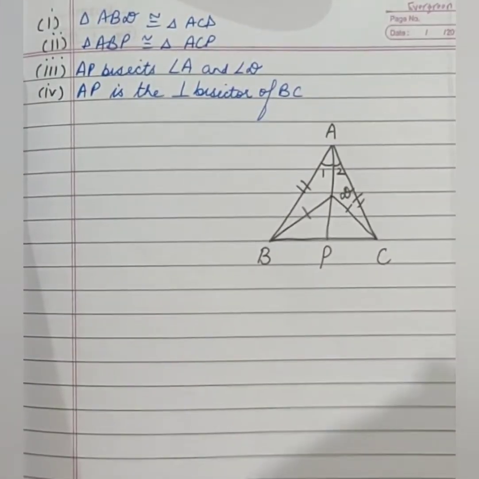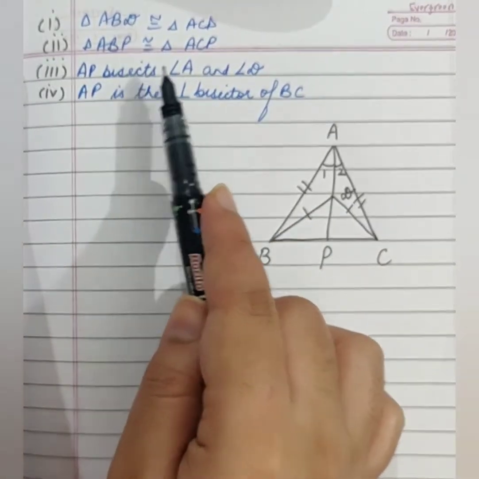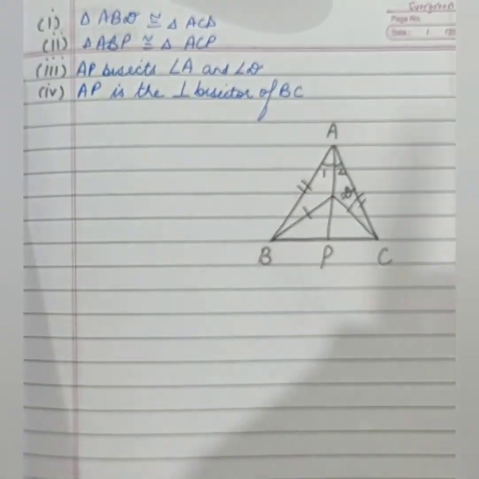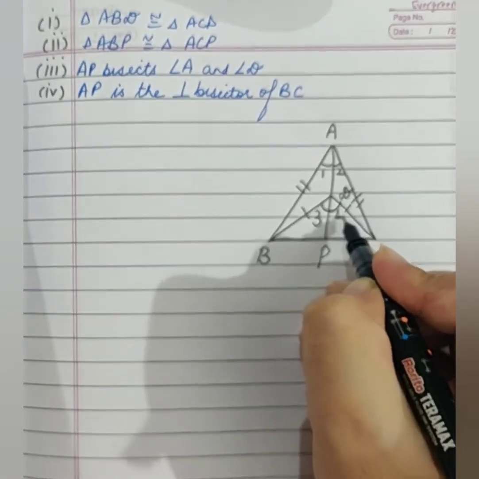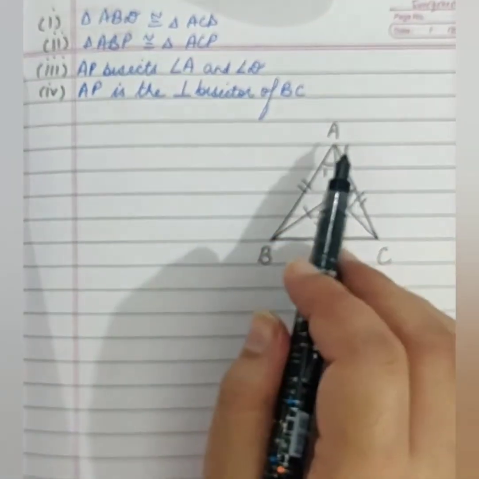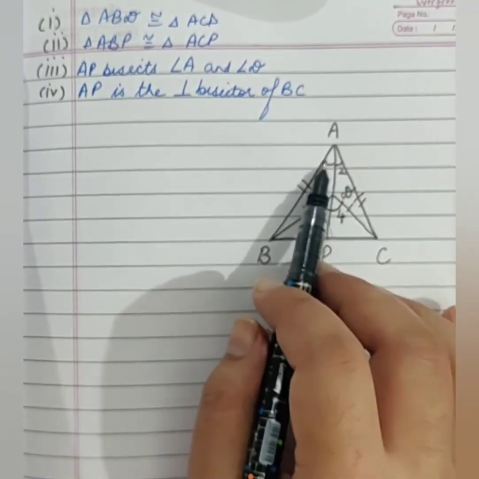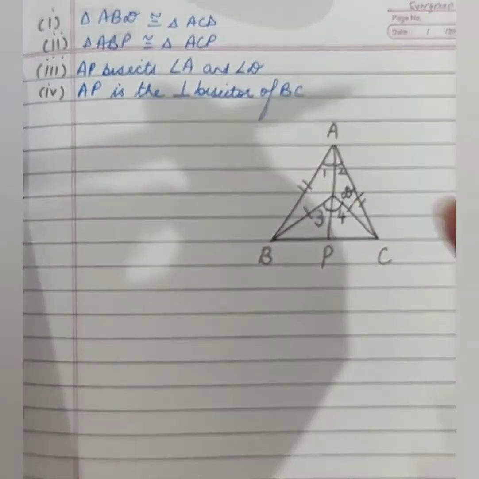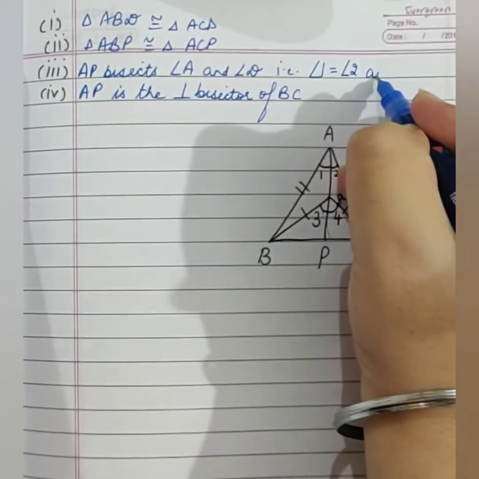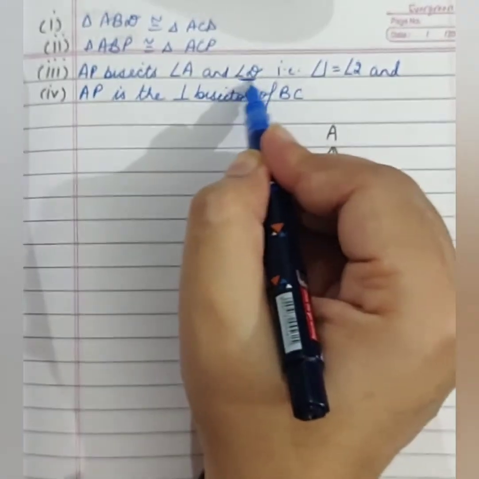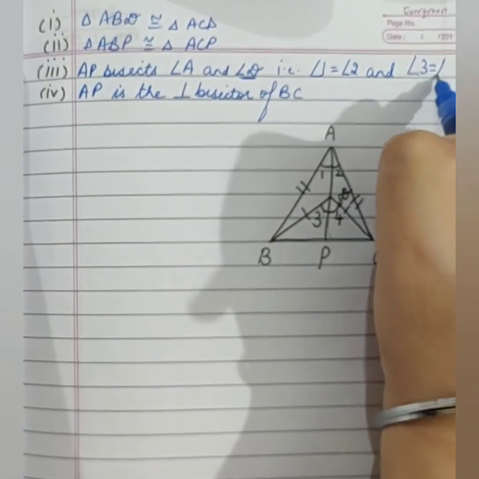Let's do the third part now. Third part is we are supposed to prove AP bisects angle A and angle D. What does it mean? I'll name this as angle 3 and this is angle 4. AP bisects angle A. That means we need to prove angle A is being bisected. That means angle 1 is equal to angle 2, and AP bisects angle D also. That means this angle is also being bisected. That is angle 3 is equal to angle 4.